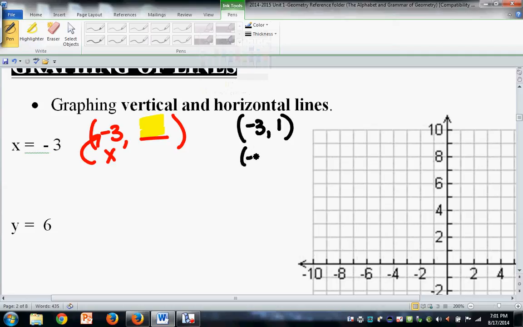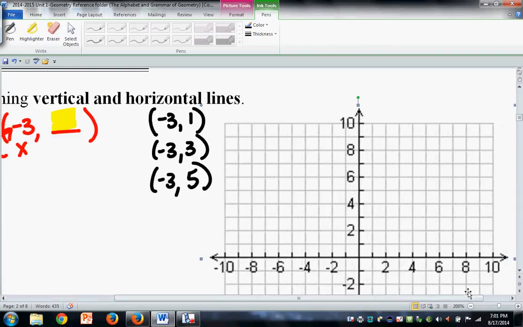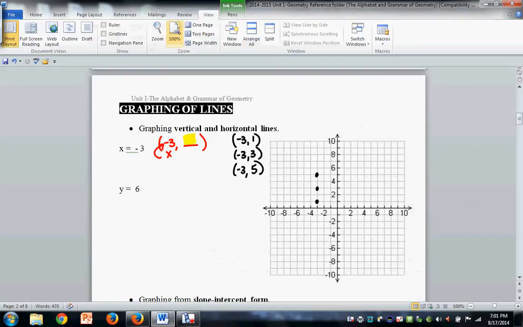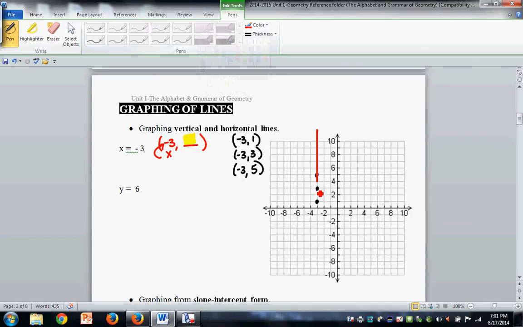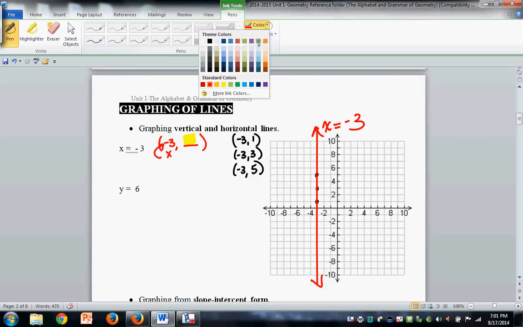So let's graph -3, 1, -3, 3, and -3, 5. So come over here. -3, 1 looks like this, over 3, up 1. That's -3, 1. -3, 3 is here. -3, 5 is there. So you can see x equals -3 is actually a vertical line going through the x-coordinate of -3. So this line right here is x equals -3.